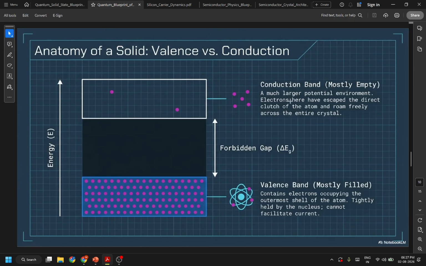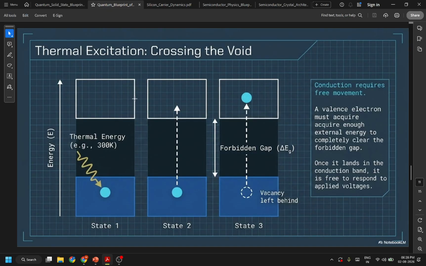Whereas above is the conduction band, which is mostly empty, a much larger potential environment. Electrons here have escaped the direct clutch of the atom and they are roaming freely across the entire crystal. So they are free to move and hence they are easy for conducting current.